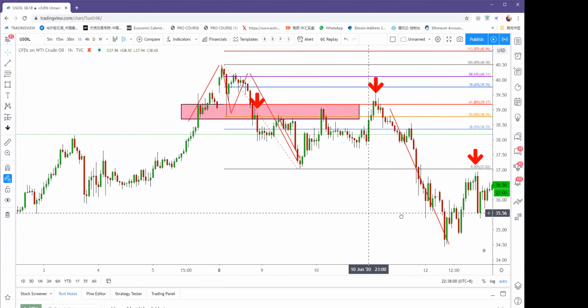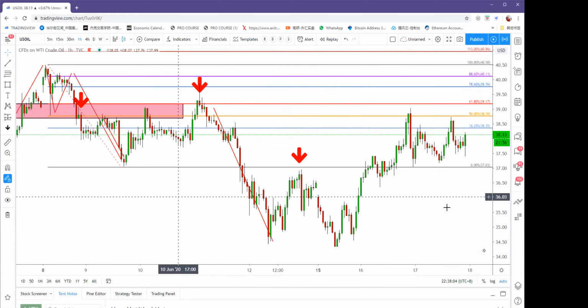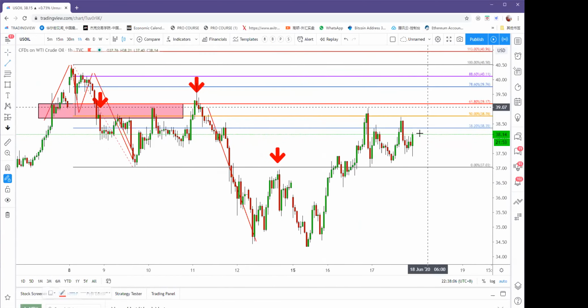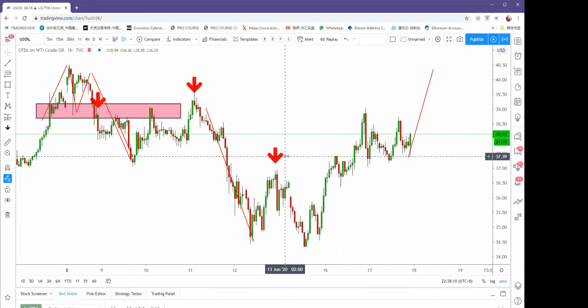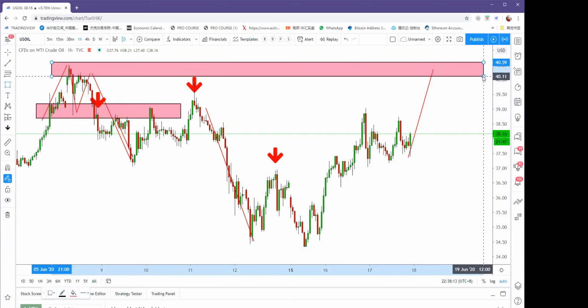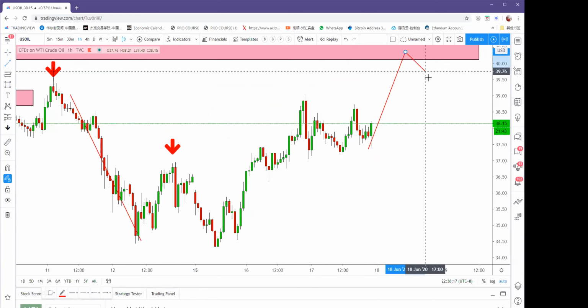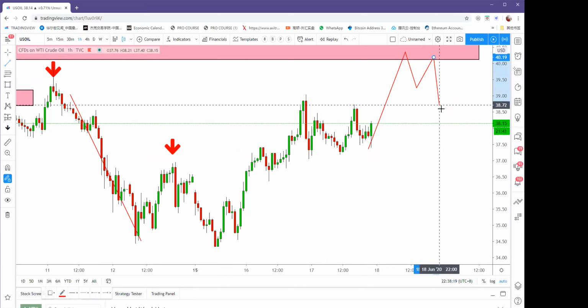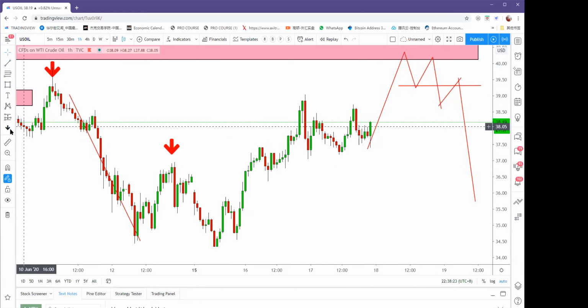First of all, you have to identify this pattern. So we can do this again. Just identify the pattern. When oil tries to test 40 again, you check whether it can give you a double top, break the neckline, pull back, and you go for it. Are we clear?